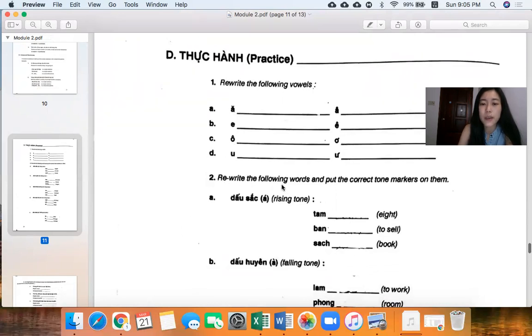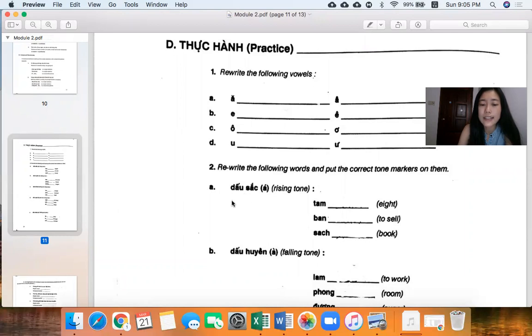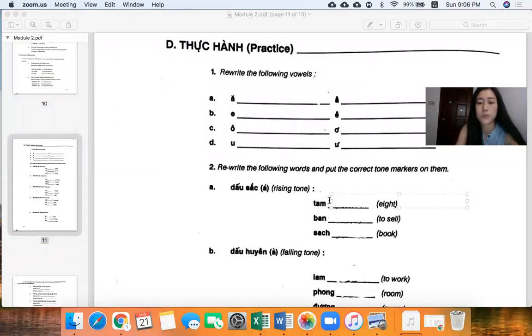2. Rewrite the following words and put the correct tone markers on them. A. Dấu sắc, á, rising tone. So now I will rewrite the words. And now I will put the correct tone markers on them. Tám, bán.